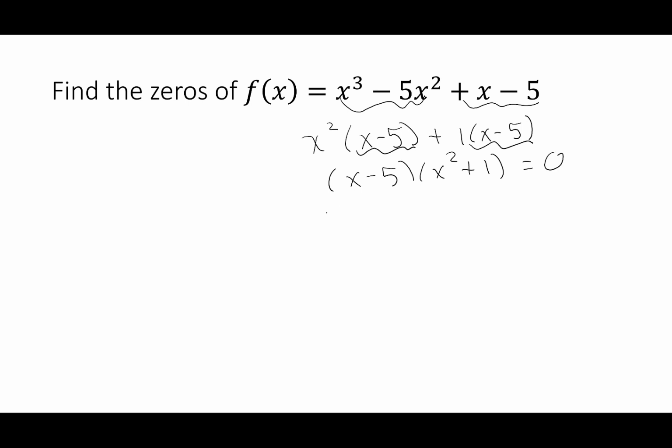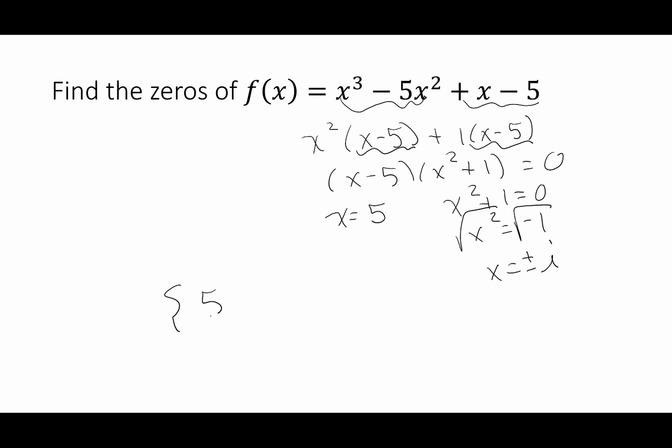The first term, x minus 5, says x equals 5. The second term, x squared plus 1 being 0, says x squared is negative 1. When I take the square root, I get x is plus or minus i. So anything that's a negative under the radical comes out to be an i. So here I found the zeros. I have 5, I have i, I have negative i.